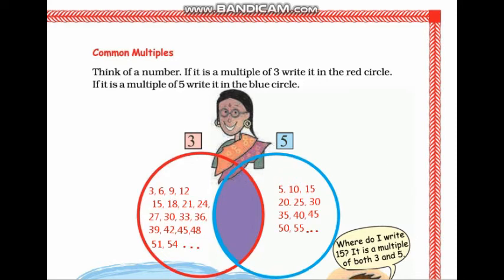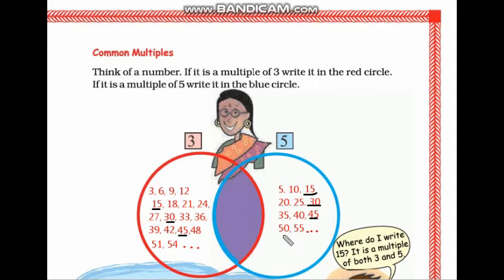Now here are some numbers which are coming in both the tables. As for example, here 3 5s are 15 and here 5 3s are 15. Then 30, 3 10s are 30 and here 5 6s are 30. And 45, 15 3s are 45 and here 9 5s are 45. So these are the numbers which are common to both the numbers.